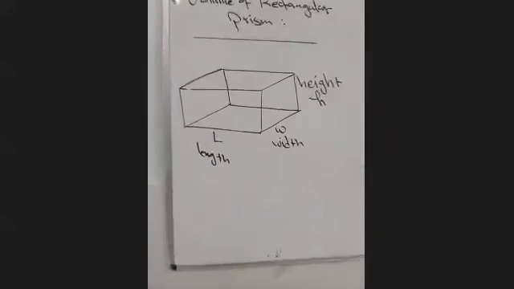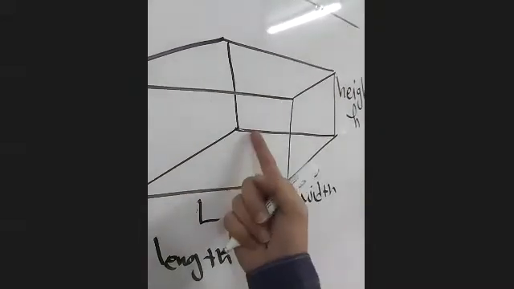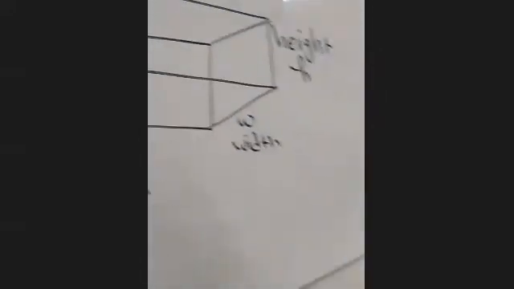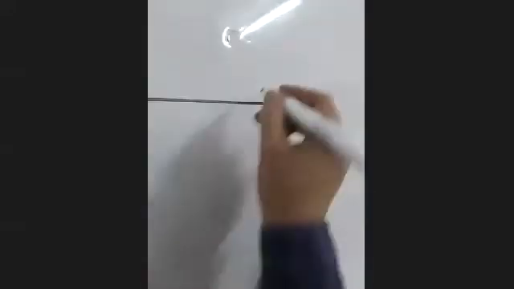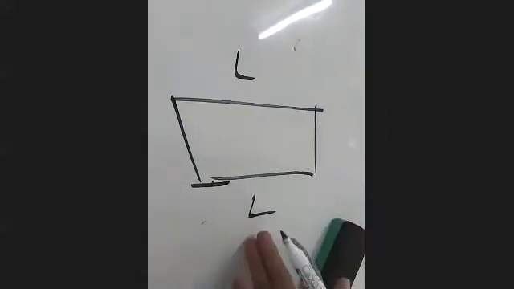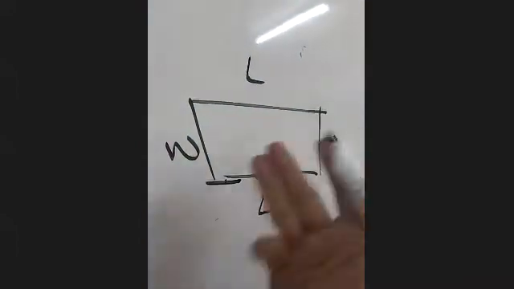But how many lengths do we have? This one is length, and the opposite one is also length. This one is width, and the opposite one is also width. Like the rectangle, remember? When we say this is length and this is length, if this is 5, this is 5. This is width and this is width. If this is W, this is W.